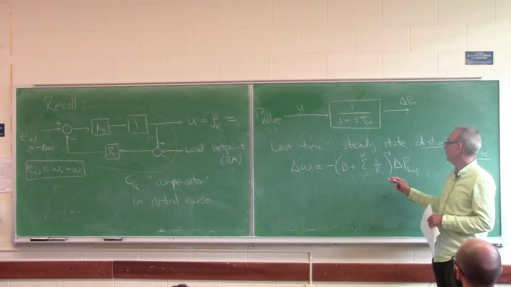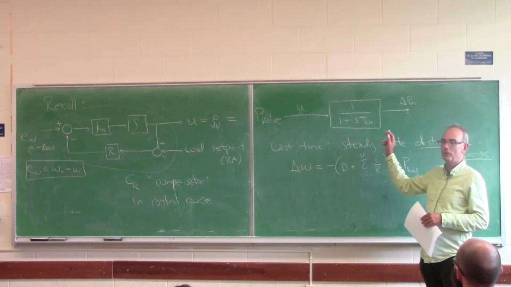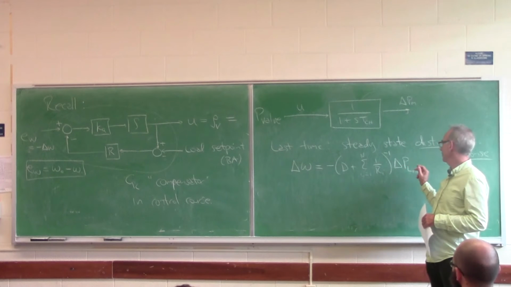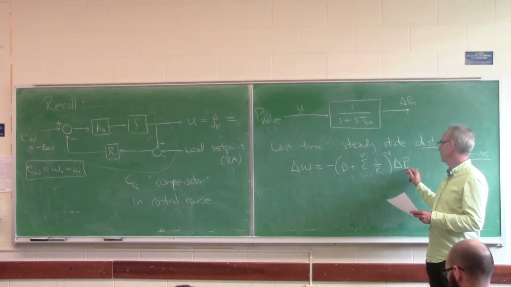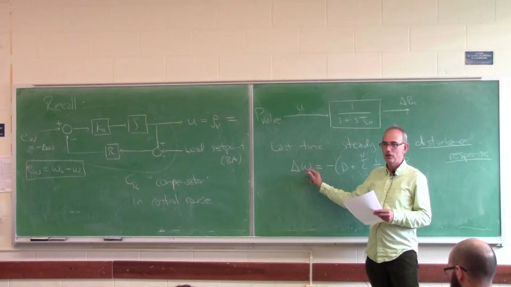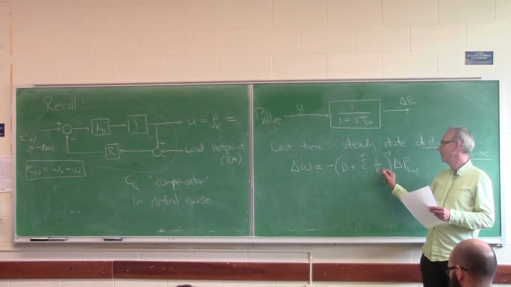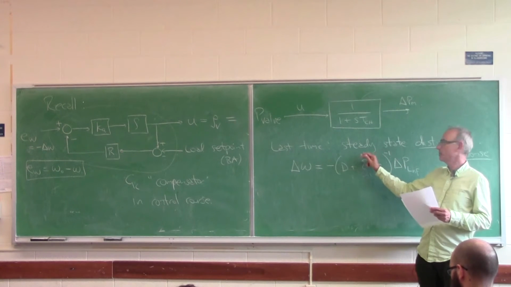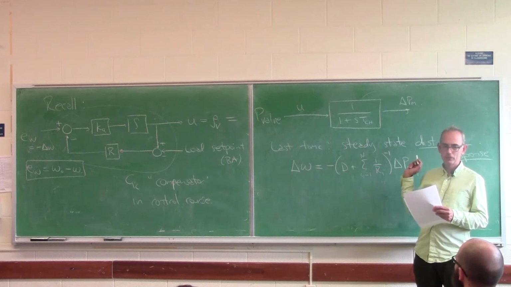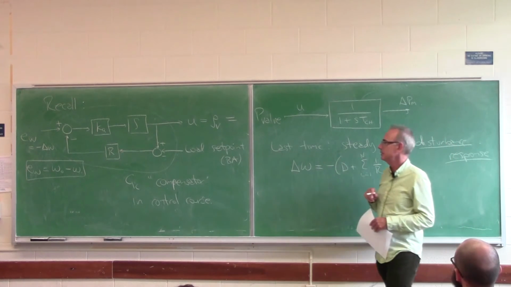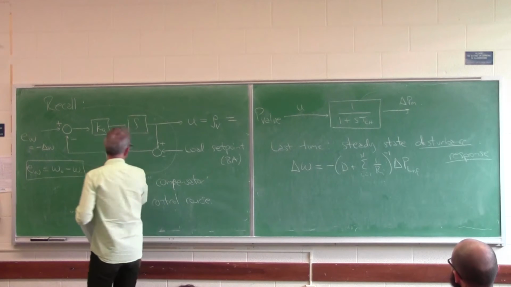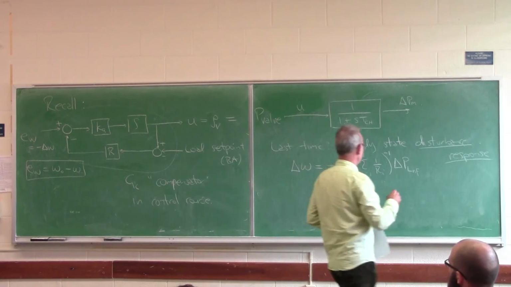Right. So if all these Ri's were the same, say, and n was very, very large, then the frequency wouldn't change very much. So the steady state behavior depends on how many guys are involved and what these droop characteristics are. That's a droop. One over R is a droop gain.